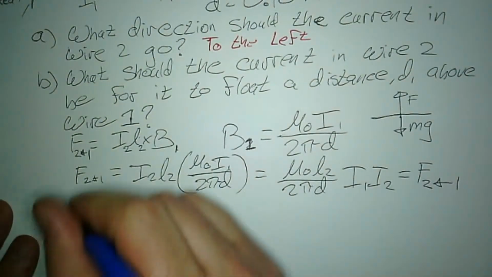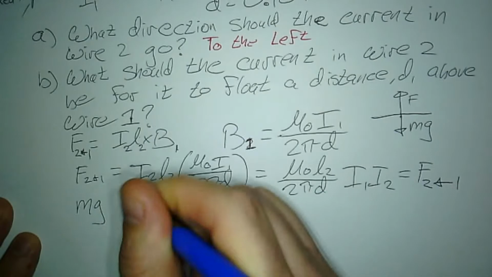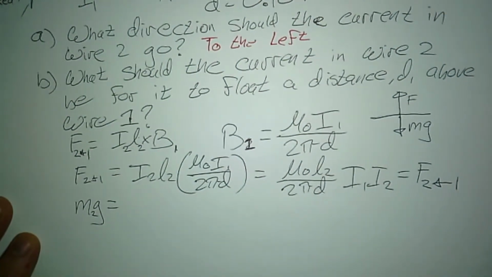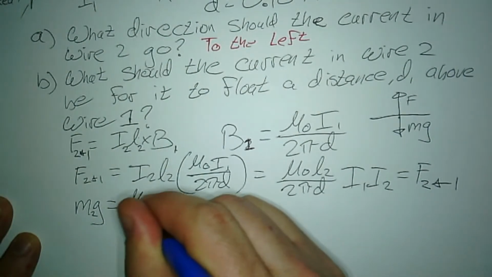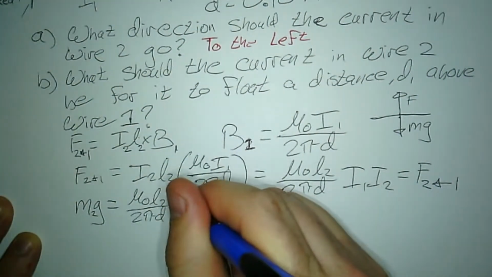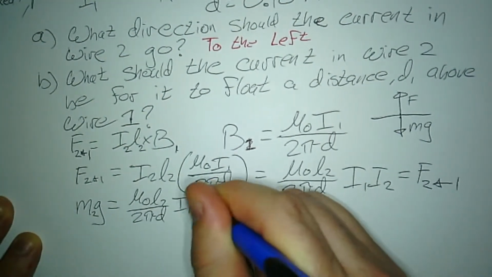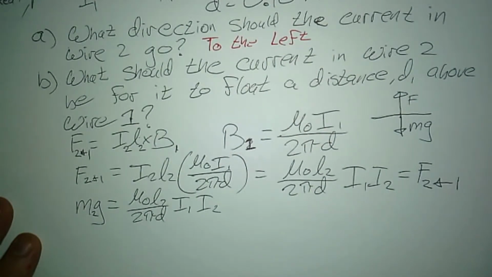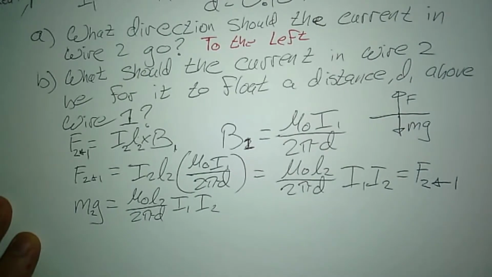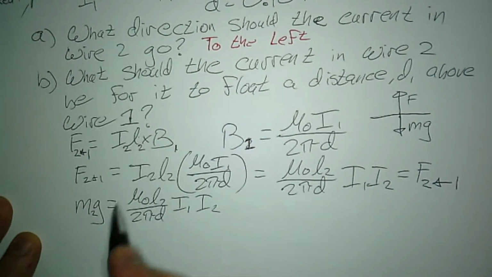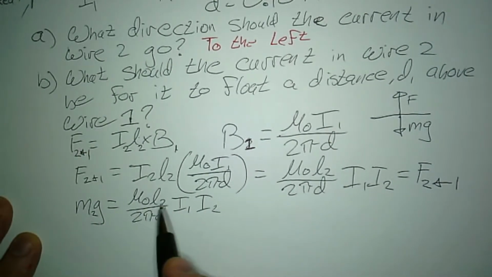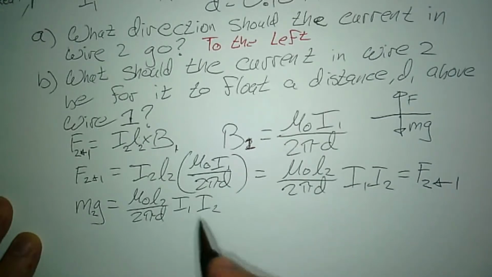So now I have mg is equal to, this is mass 2, that's the only one we're given, is equal to mu naught L2 over 2 pi d times I1 I2. So we said we wanted I2, so let's go ahead and solve for that. I'm going to take all of this other stuff and kick it over there. So I'm going to multiply by 2 pi d, divide by mu naught L, and divide by I1.